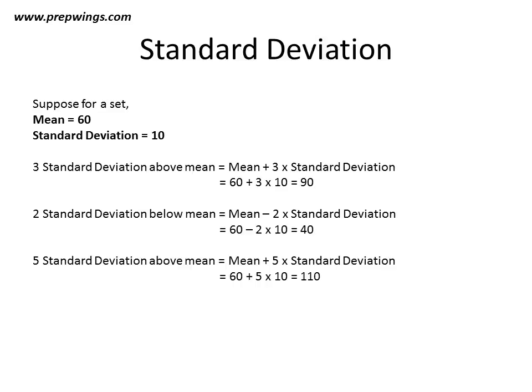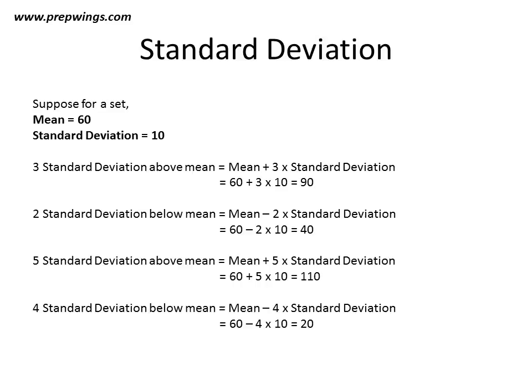Similarly, 5 standard deviation above mean is equal to mean plus 5 into standard deviation. The calculation will result in 110. And 4 standard deviation below mean is equal to mean minus 4 into standard deviation, which is equal to 20. Okay. So when I know the mean and when I know the standard deviation, I can find what is 3 standard deviation above mean, what is 4 standard deviation above mean, what is 3 standard deviation below mean. Okay, using this methodology.